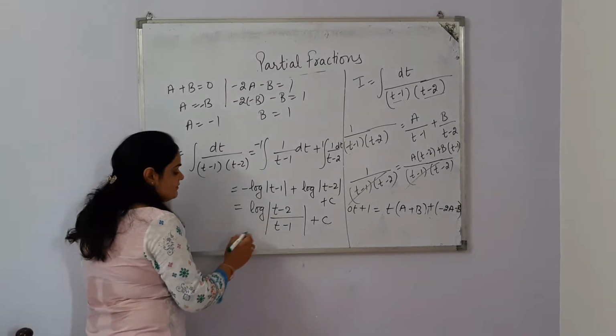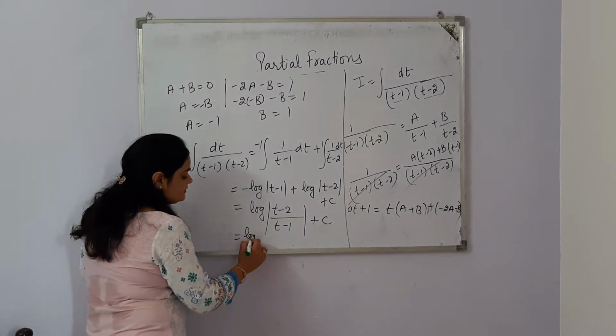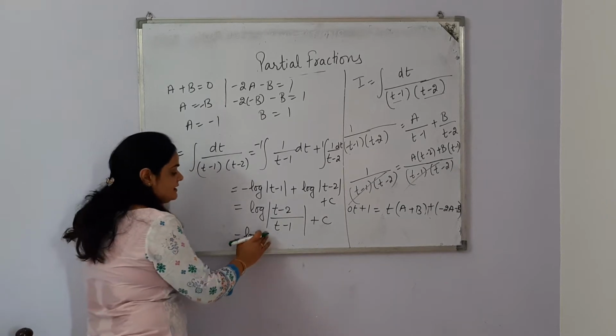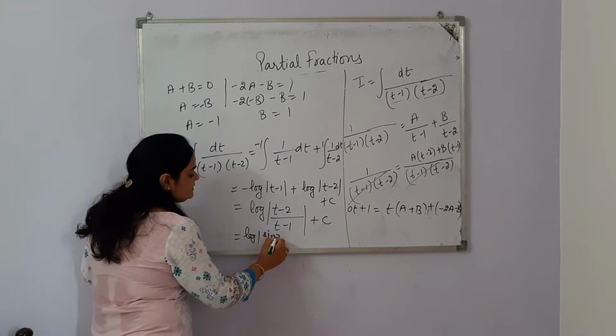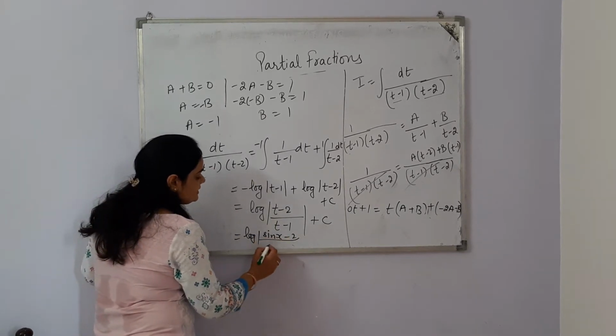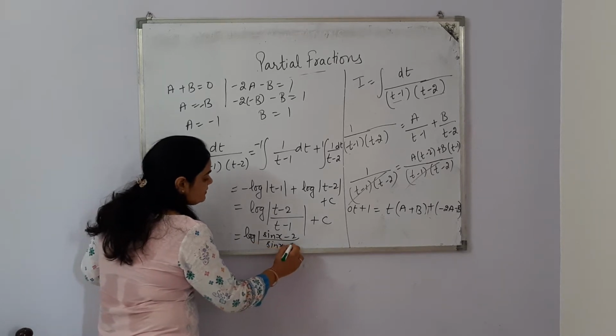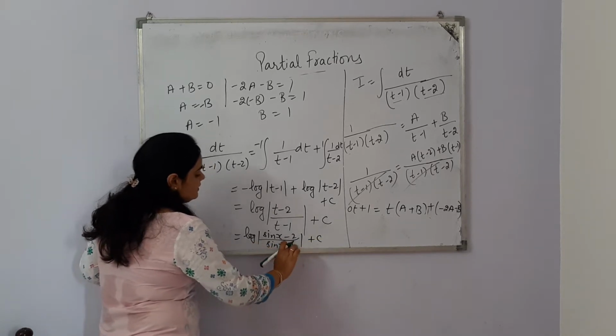So what was the value of t? The t we had taken was sine x. So we'll substitute again t as sine x: log of (sine x minus 2) upon (sine x minus 1) plus c.